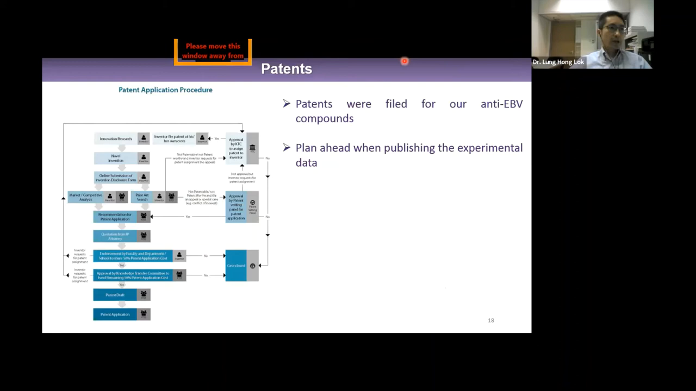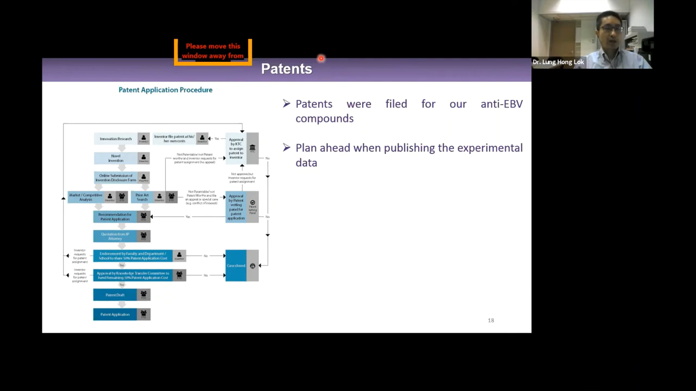So we have the idea, because we know there's a market, a need for an anti-EBV agent, an anti-EBV drug, and we also noticed that our drug is working. That is why we have an idea whether we want to commercialize our anti-EBV compound. And the important thing is we have to get the technology protected. So we need to file a patent for our anti-EBV agent.